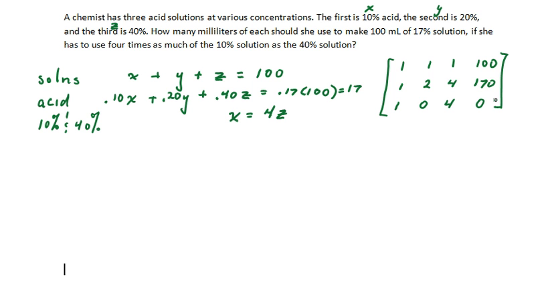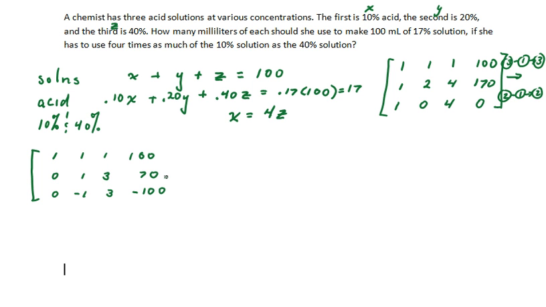So now I'm going to subtract row 1 from row 3 and put that into row 3. And I'm going to subtract row 1 from row 2 and put that into row 2. And so that will give me 1, 1, 1, 100, 0, 1, 3, 70, and 0, -1, 3, -100.